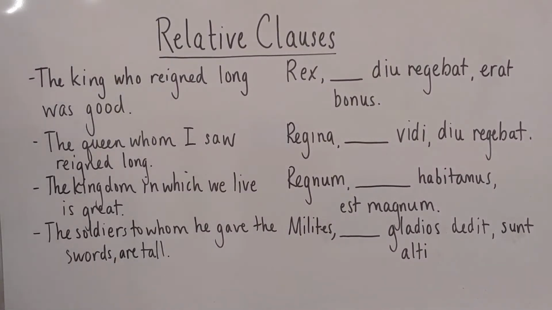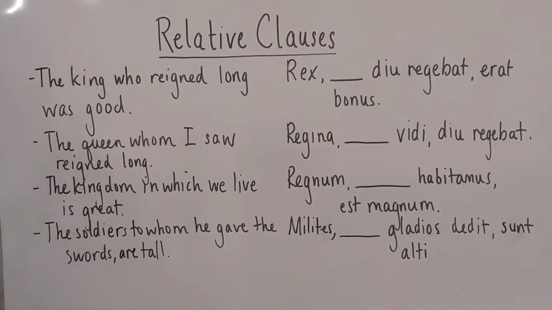This is a short lesson on relative clauses in English and in Latin. A relative clause is an adjectival clause, meaning that it describes a noun, like an adjective. So I have some English sentences over here on the left-hand side.